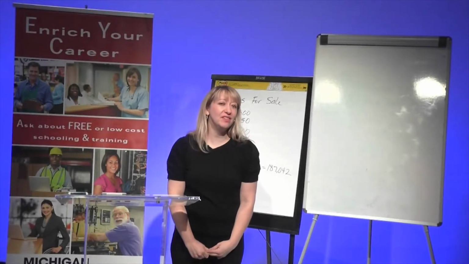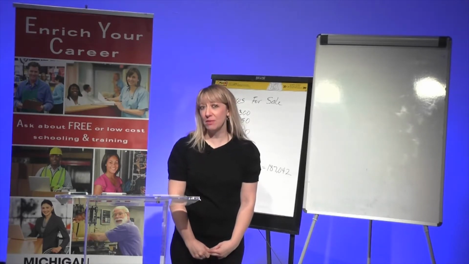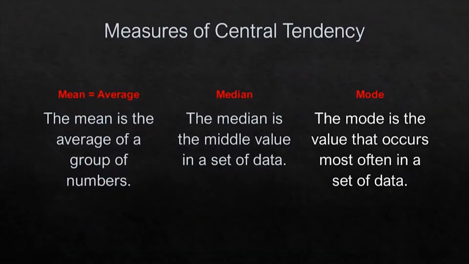This is lesson 11. We're going to be talking about mean, median, and mode, and a little bit about probability. First of all, what do these words mean? So if you look at your first slide, we call these measures of central tendency.